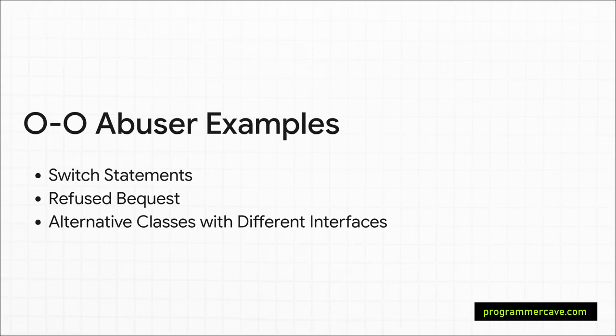Refused bequest is a great one. It's when a child class inherits a bunch of stuff from its parent class but then refuses to use it. That's a huge clue that your class family tree isn't structured quite right. And having 2 classes that basically do the same thing but with different method names? Come on, that's just creating a puzzle for anyone who tries to use your code later.